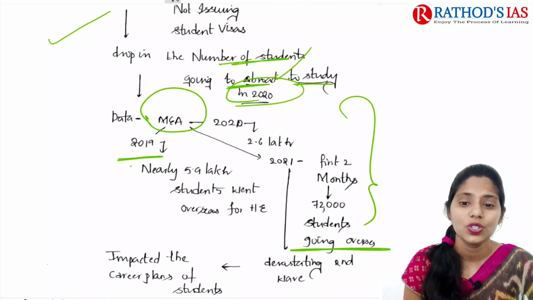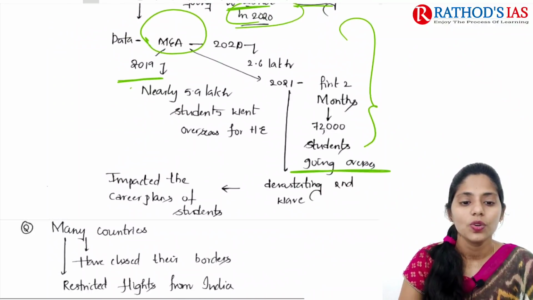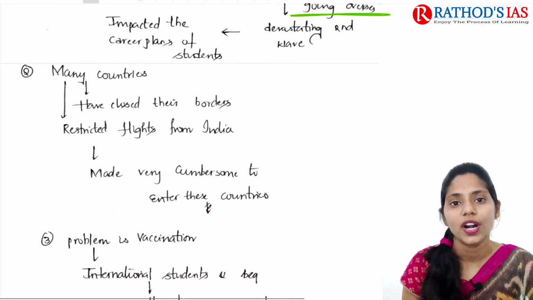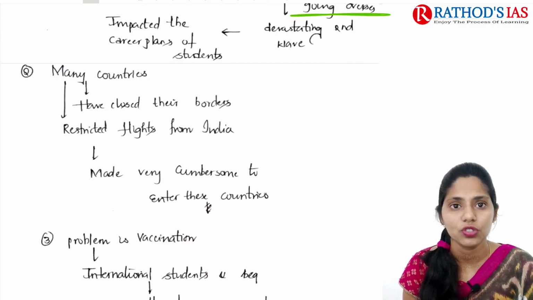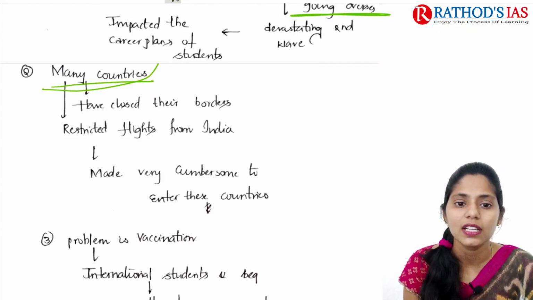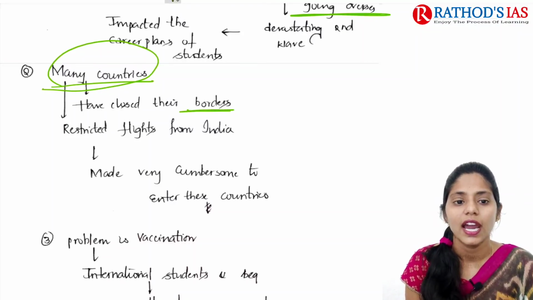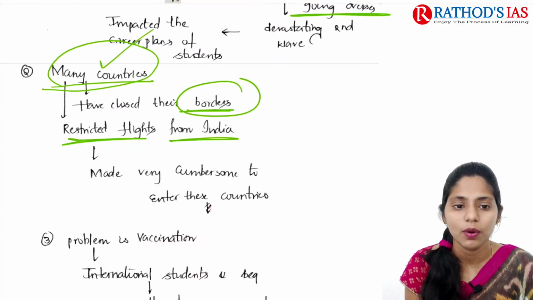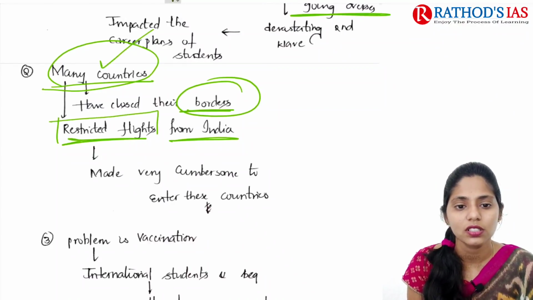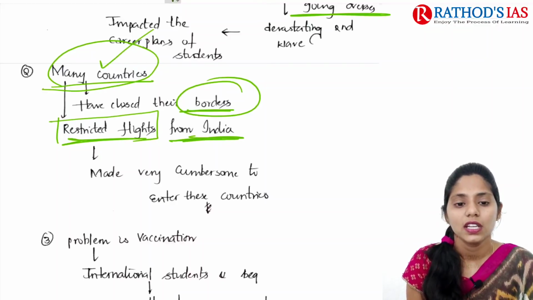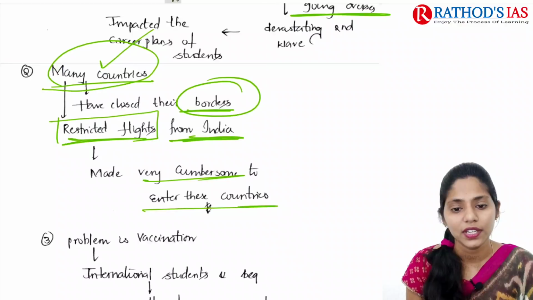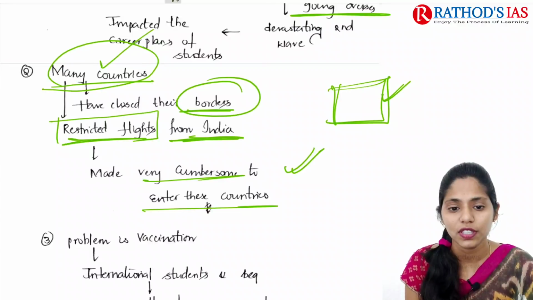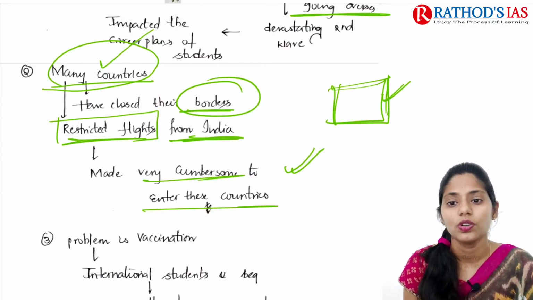So why? Due to the devastating second wave of coronavirus, which impacted the career plans of students. So the first one is that coronavirus impacted the career plans of students. And the second one is that many countries closed their borders and restricted flights from India. Okay, so many countries closed their borders, and we can also see restricted flights from India, and this made it very cumbersome to enter these countries. Because of the closing of borders, it is very difficult to enter the other countries.